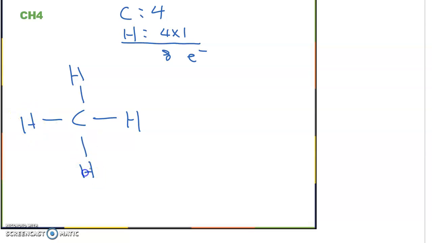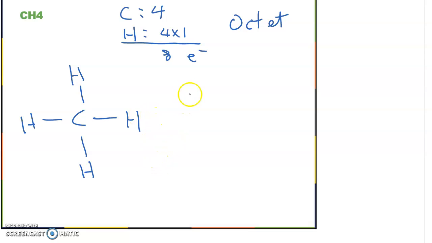Now, let's check for the octet rule. Octet rule means carbon should have 8 electrons surrounding it. 1, 2, 3, 4, 5, 6, 7, 8. That's good. Hydrogen doesn't need to follow the octet rule. Hydrogen with 2 electrons surrounding it will be happy. So hydrogen is happy, and this is a good Lewis structure. Let us calculate the formal charge.